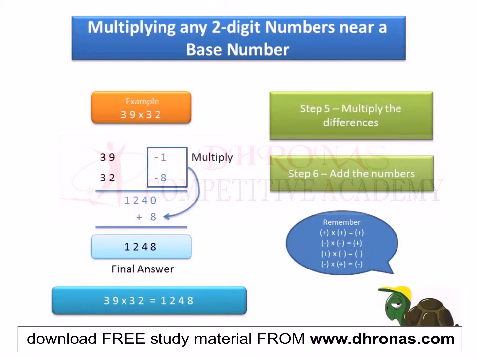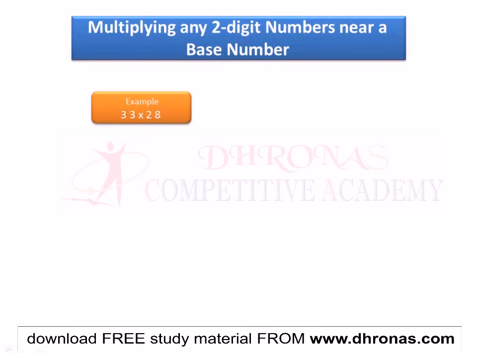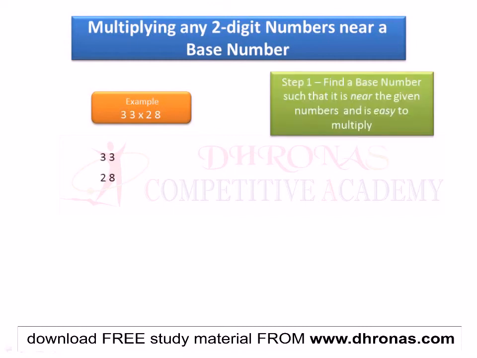1248, and that's it. Here's another example of multiplying any two-digit numbers near a base number. 33 times 28. The first step is to find a number that is both close to 33 and 28 as well as easy to work with. In this case, 30 is both close to 33 as well as 28, and it's also easy to work with, and hence we call 30 as a base number.